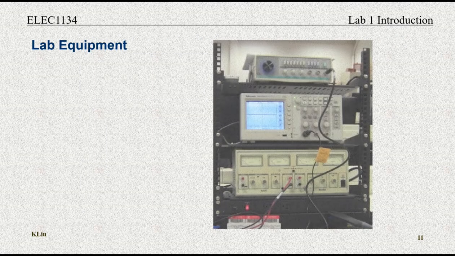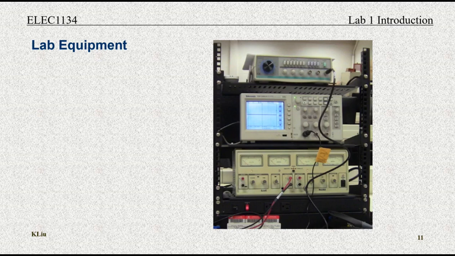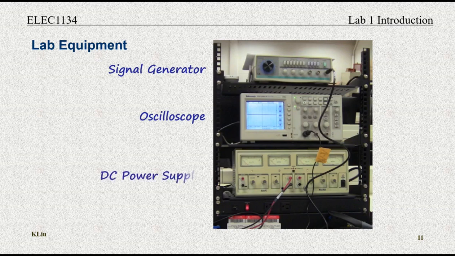Each student will have your own lab station. At your station you will see 3 devices stacked up. On top is a signal generator. We do not use it this semester, but we will use it next semester. The next one is an oscilloscope, which is used to show the signal waveforms. We will learn how to use it in future courses. The last one is a DC power supply, which we will use in all of our labs.